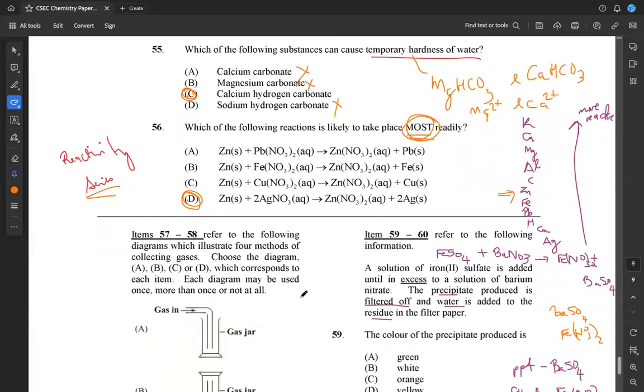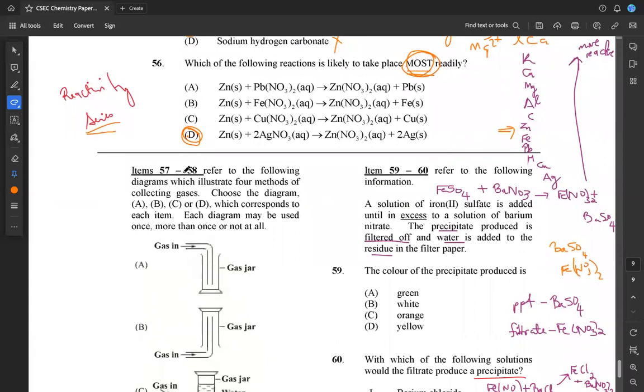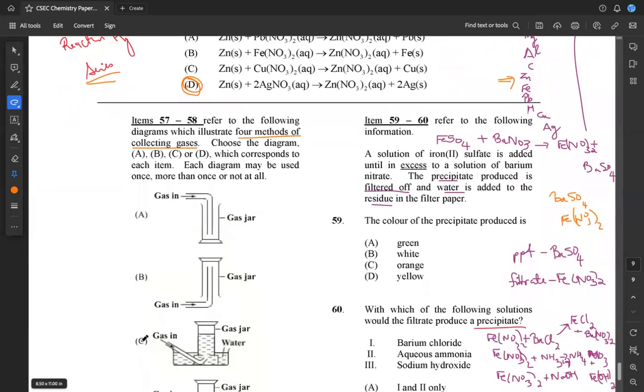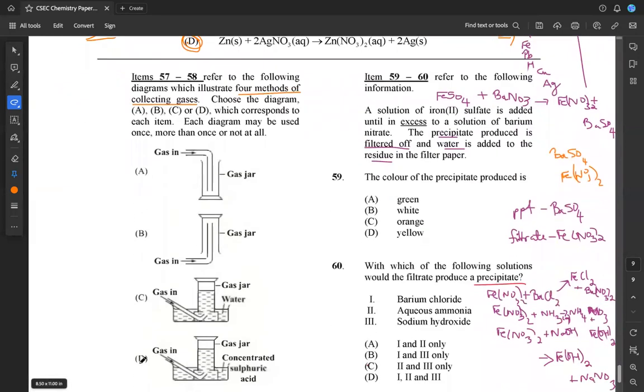So let's look at 57 now. Items 57 to 58 refer to the following diagrams, which illustrate 4 methods of collecting gases. So there are 4 methods of collecting gases shown here. We have A, B, C, and D, right? They're saying that for each item, each diagram may be used once, more than once, or not at all, right?